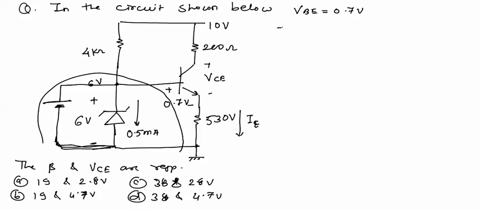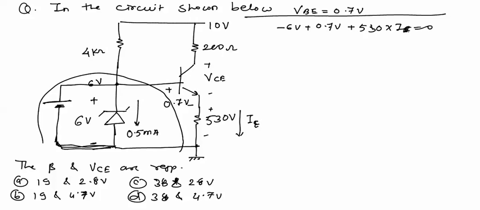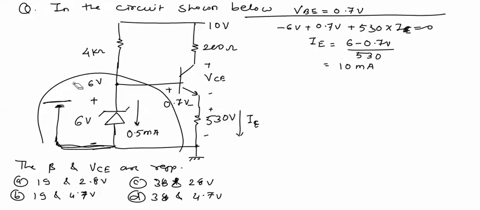So now we start: minus 6 volt plus 0.7 volt, plus 530 into IE will be equal to 0. Now IE equals 6 minus 0.7 volt divided by 530, which is equal to 10 milliamperes. Now once this current is calculated, we'll calculate the other things.